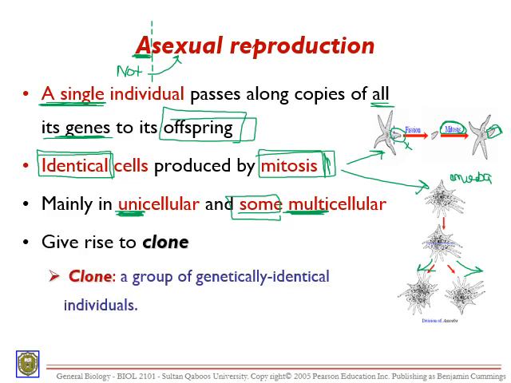Okay. Now, asexual reproduction gives rise to clone. What's the meaning of clone? Clone is a group of genetically identical individuals. Okay? بالعربي معناته مستنسخ. Cloning معناته استنساخ. Clone معناته مستنسخ. So basically you have a group of cells that are genetically identical to their parental cell. Okay, when you have cells that are genetically identical to the parent cell, then we call those cells clones.